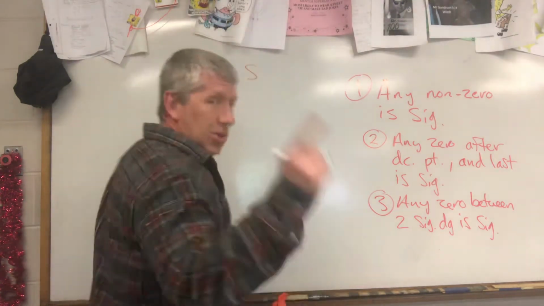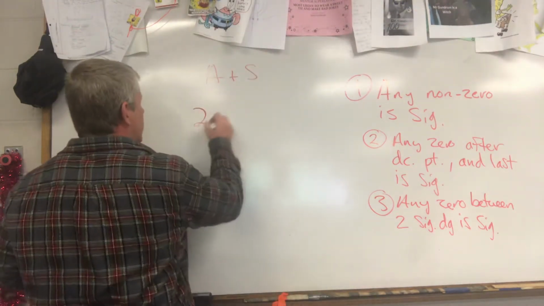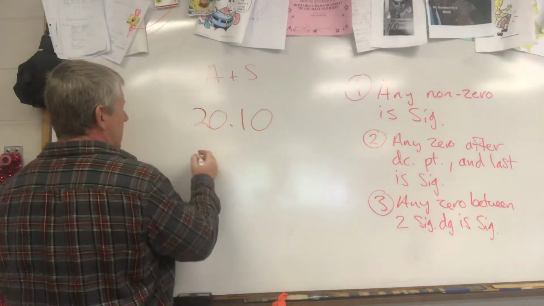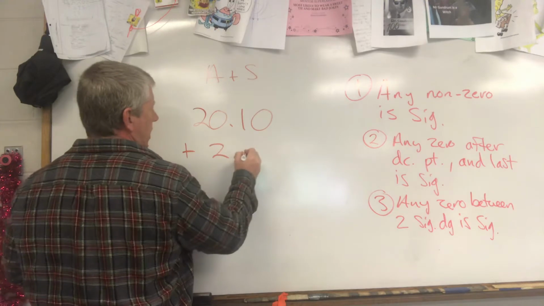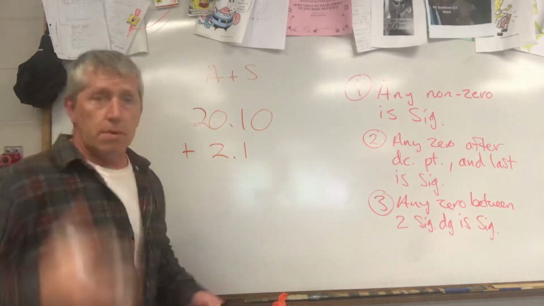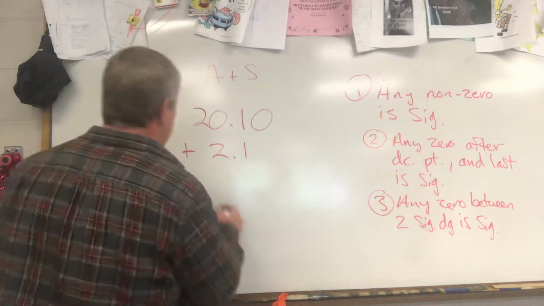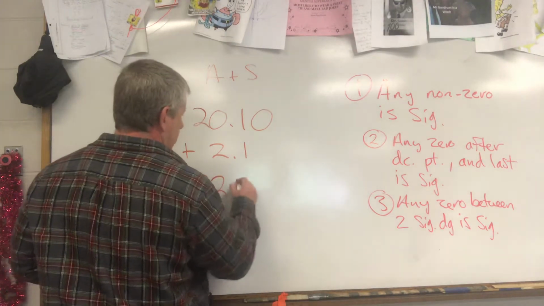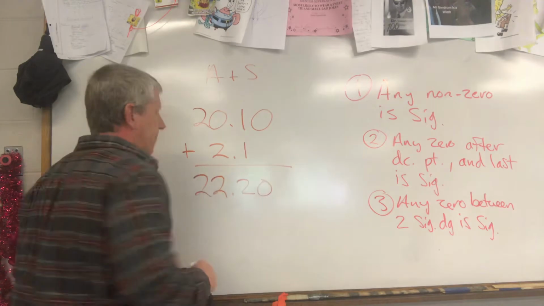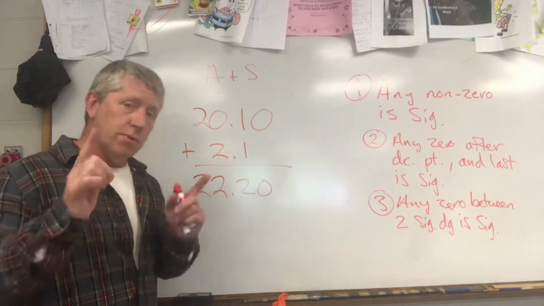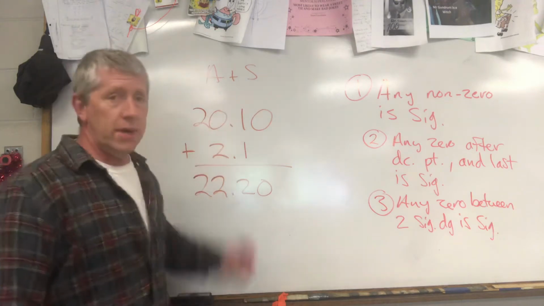Okay, here we go. Let's say that we have 20.10, and we're going to add 2.1. Let's do the math. Calculate it out. You can do it. So you got 22.20 is what the math says. Okay, how should I report the answer to reflect the accuracy of the numbers I used?